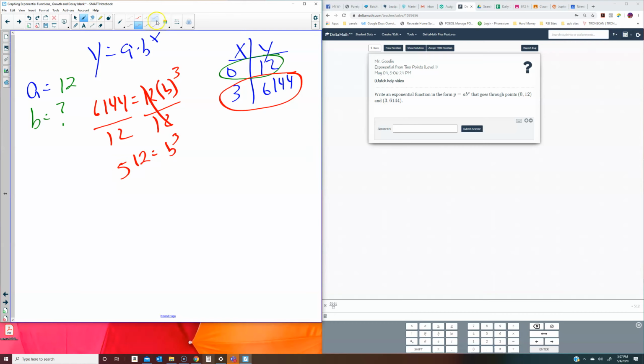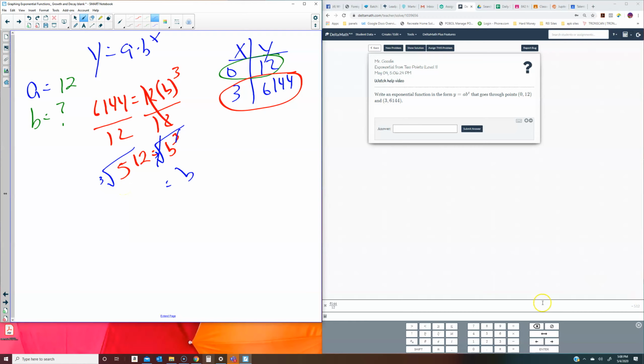Now, in order to get rid of this third power, we're going to cube root it. We have to figure out what times itself 3 times will equal 512. That'll get rid of that. We want b by itself over here. We're going to figure out what times itself 3 times will give you 512.